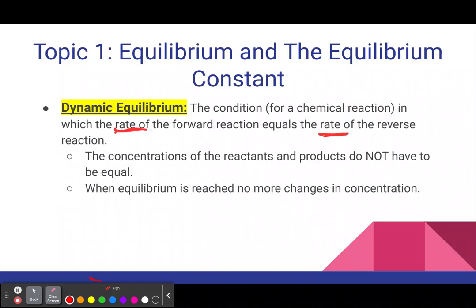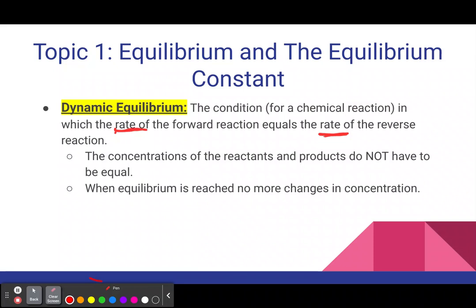Now, this does not necessarily mean that the concentration of the reactants and products have to be equal. In most cases, they are not because, again, equilibrium is when the rates are equal to each other. Is it possible that the concentrations could be equal to each other? Yes, there are cases when they would be, but they don't have to be, and I can't stress that enough.